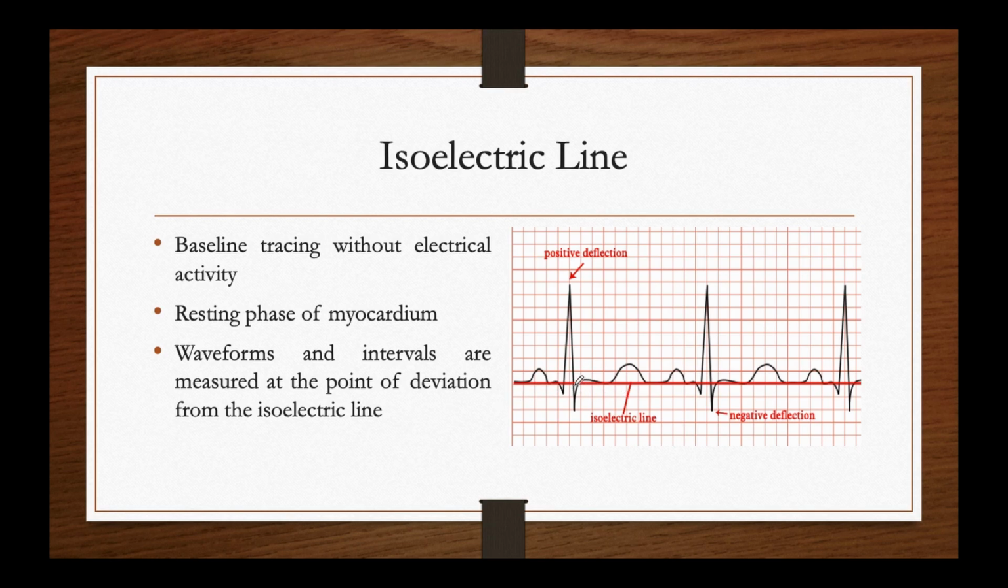Anytime a wave deflects above the isoelectric line, we say it is positive. For example, the P and the R wave. And when the deflection goes below the isoelectric line, we say it is negative deflection, as the Q wave and also the S wave.